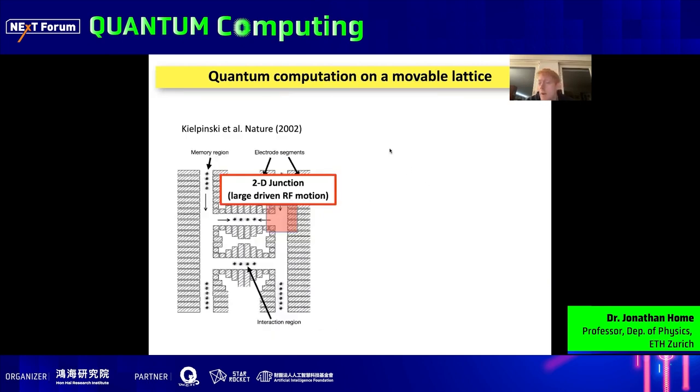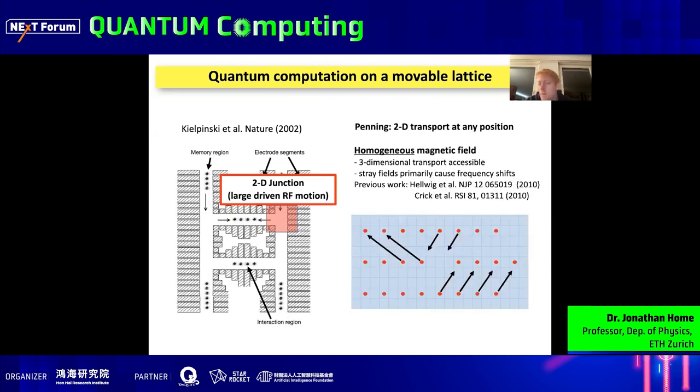But we also think about a movable lattice. In fact, the key to this quantum CCD architecture, as I said, was transport of ions. And one of the challenges in an RF trap is going into 2D, because this RF null is intrinsically one-dimensional, as I said before. And we anticipate challenges, and indeed people find challenges when trying to operate these junctions.